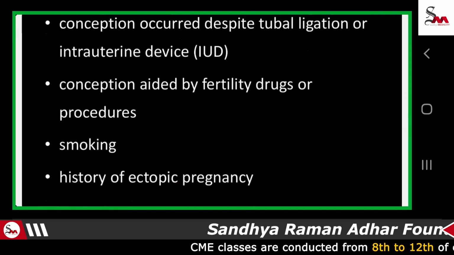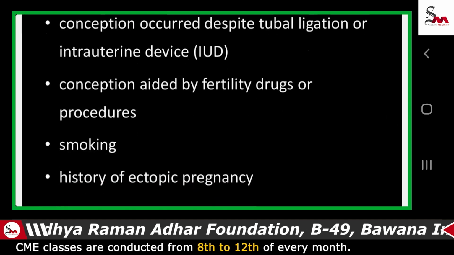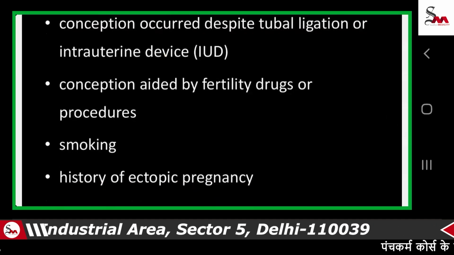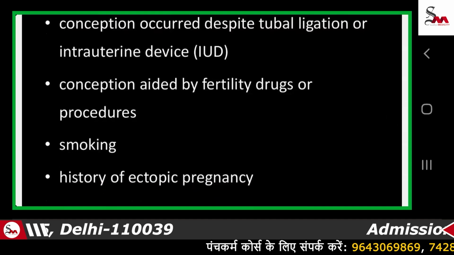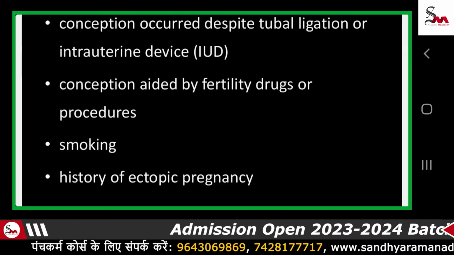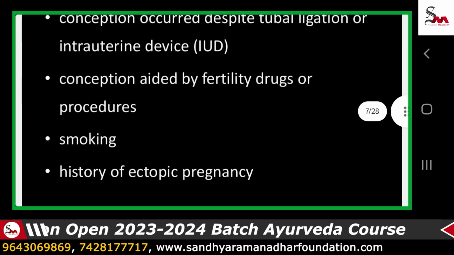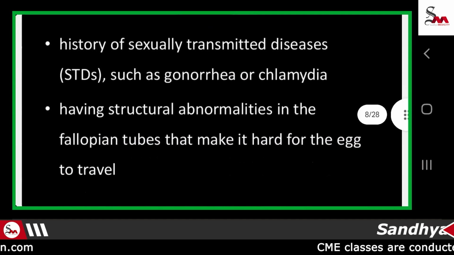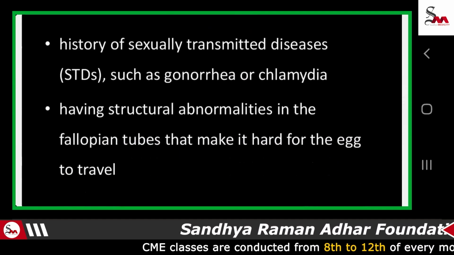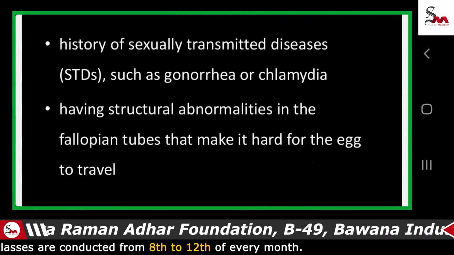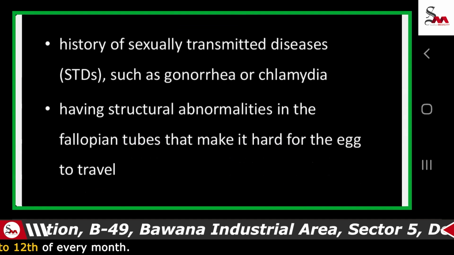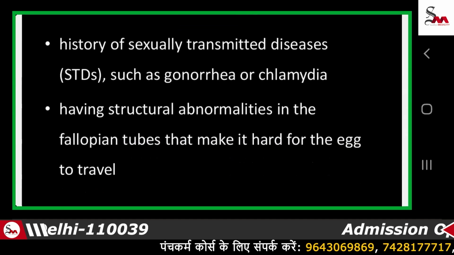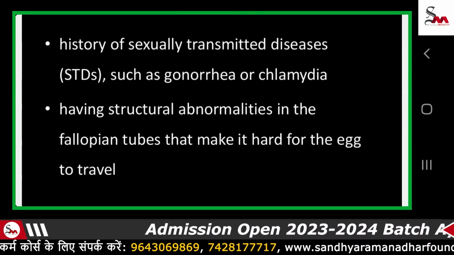Conception aided by fertility drugs or procedures. In the case of infertility, where aided fertilization or fertility support is given, it is quite possible that it may continue as tubal pregnancy or ectopic pregnancy. Smoking habits and history of ectopic pregnancy. If a female has gone through a first pregnancy as ectopic, it is quite possible that the second may be ectopic too. That's due to the general anatomy and physiology of that person. And a history of sexually transmitted diseases such as gonorrhea and chlamydia makes it quite possible to have ectopic pregnancy.